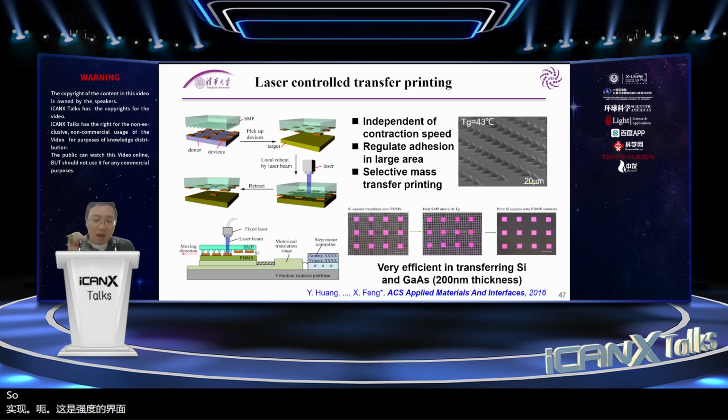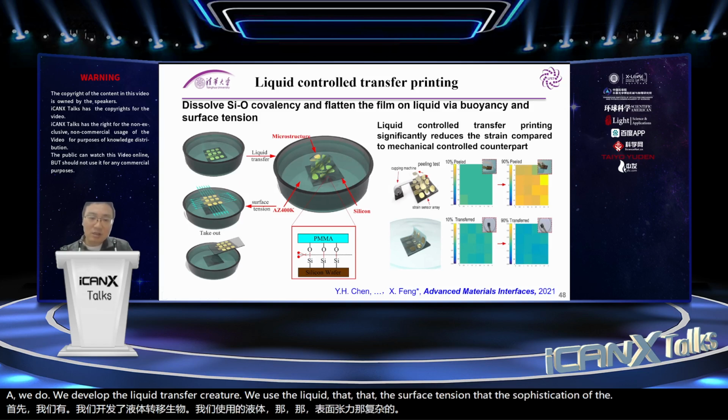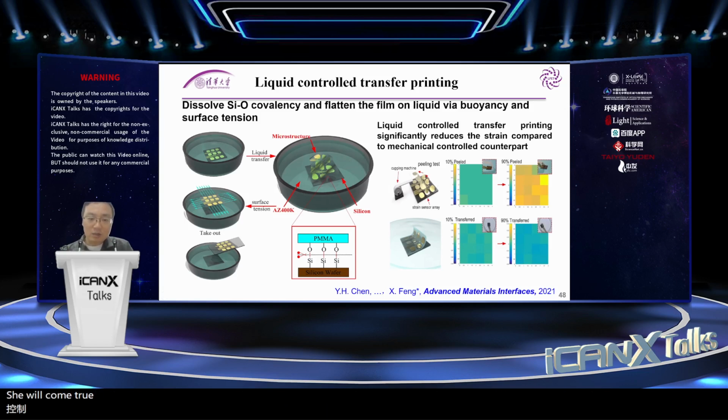For ultra-thin chips, for example, chips of a few micrometers, if we use the stamp to transfer print, it's very easy to introduce fracture. It's very easy to break the chips. So for this kind of ultra-thin chip, we develop liquid transfer printing. We use the surface tension of the liquid to control the interface strength.